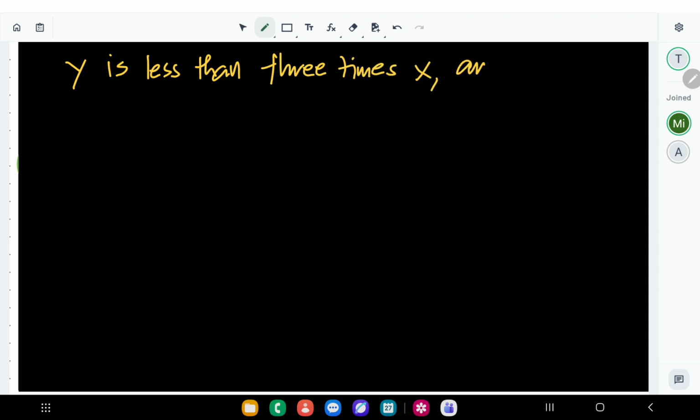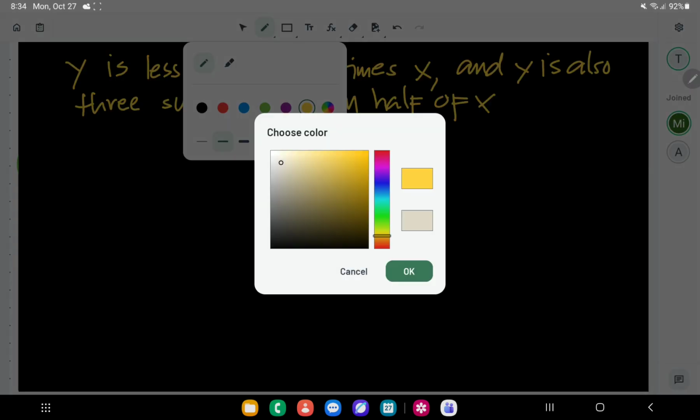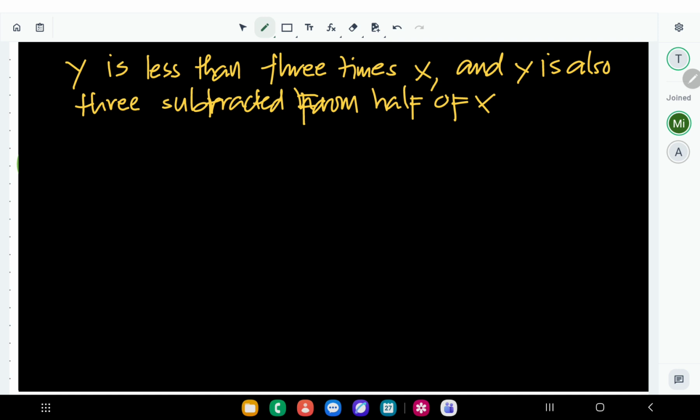Okay, given y is less than 3 times x, and y is also 3 subtracted from half of x. Okay, so in this case, you're given a mathematical sentence and you need to rewrite this in mathematical equation.